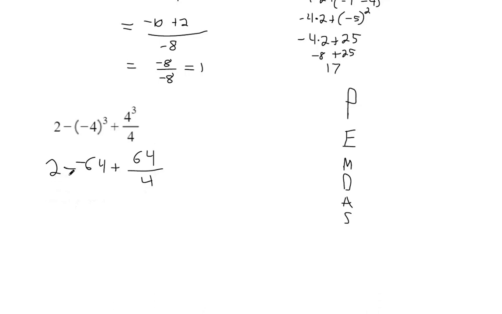And so we've got 2 subtracted by a negative. The same thing as adding. If you're taking away debt, you're adding money, right? And then 64 divided by 4 makes 16. We can add those together. 64 plus 16 makes 80. And then 2 plus 80 makes 82. So there's our answer.